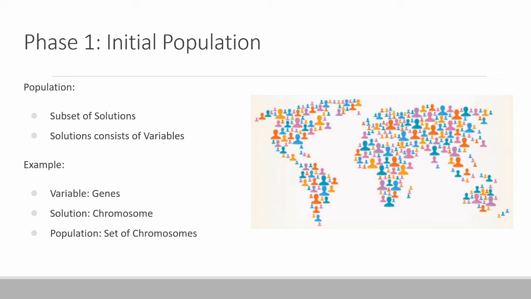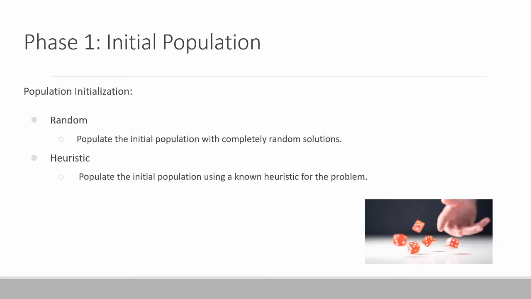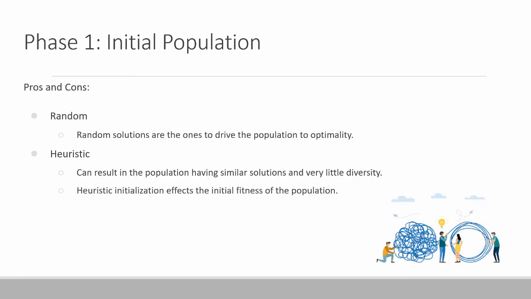The first phase is the population initialization phase, and generally we have two choices: a randomly generated set of solutions or a heuristic set of solutions. Each type of initialization has its pros and cons. Random solutions drive the population to optimality, while heuristic initialization can result in a population with similar solutions that have little deviation from each other.